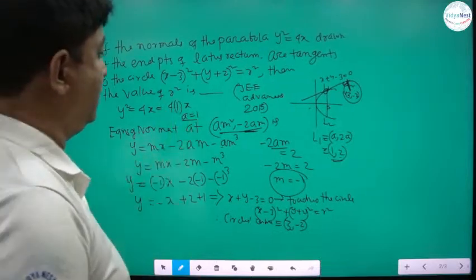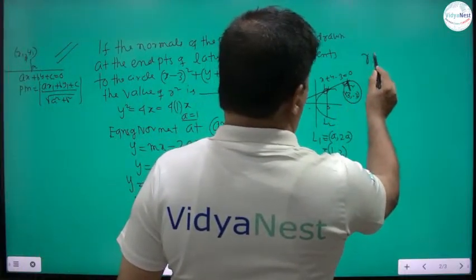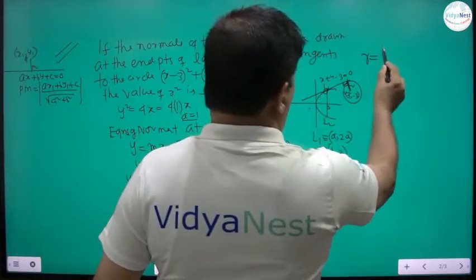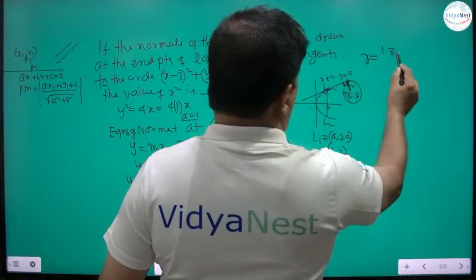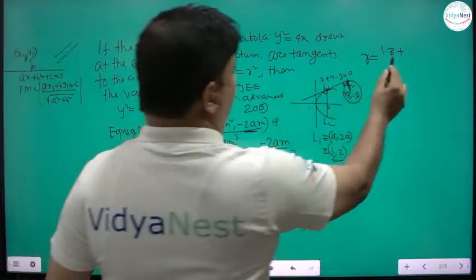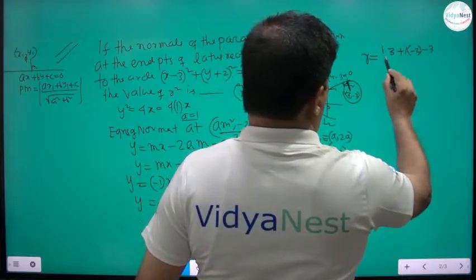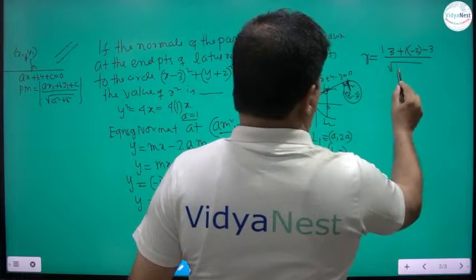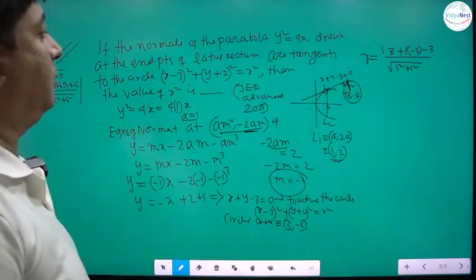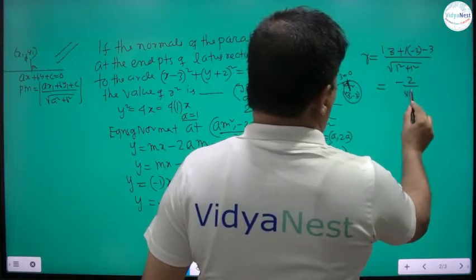Hope it is visible. Now this r will be what? That distance is perpendicular. A x1, what is a? 1. A x1 plus b y1. What is b? 1. What is y1? Minus 2, minus 3 by root over a square plus b square. So we will get what? Minus 2 by root 2.